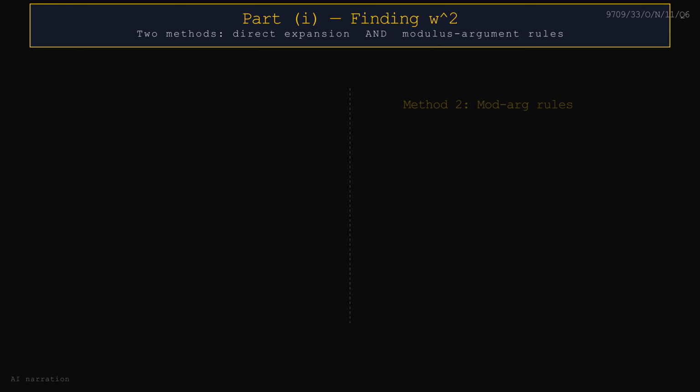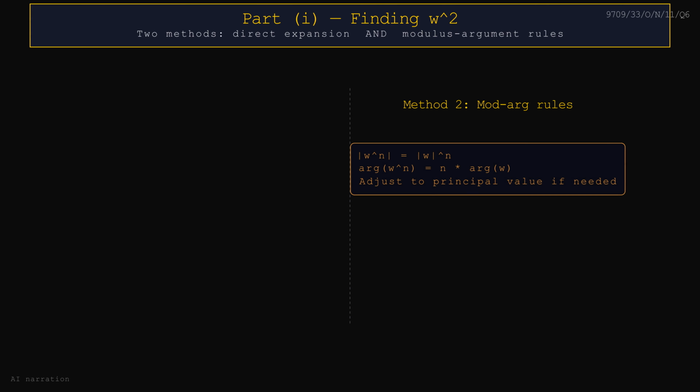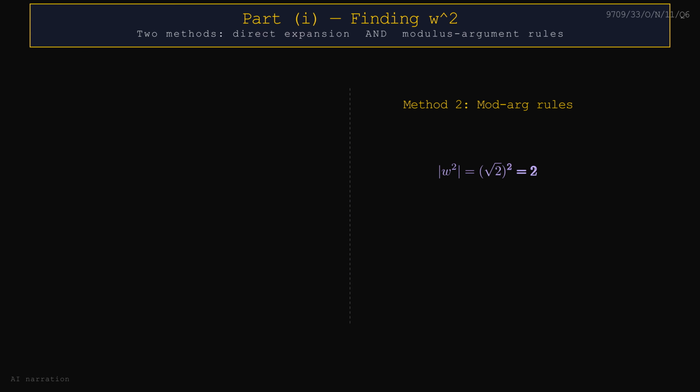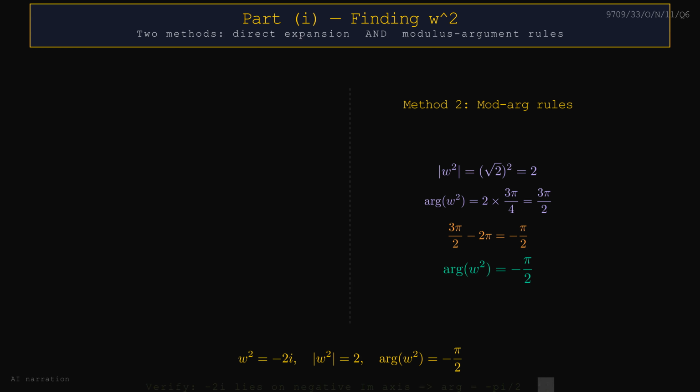Method 2. Modulus-argument rules. The modulus of W to the n, and the argument is n times the argument of W, adjusted to the principal value. Modulus of W squared is 2. Twice 3 pi over 4 is 3 pi over 2, subtract 2 pi to get -pi over 2. W squared is -2i, modulus 2, argument -pi over 2. Check: -2i lies on the negative imaginary axis, so the argument is -pi over 2.